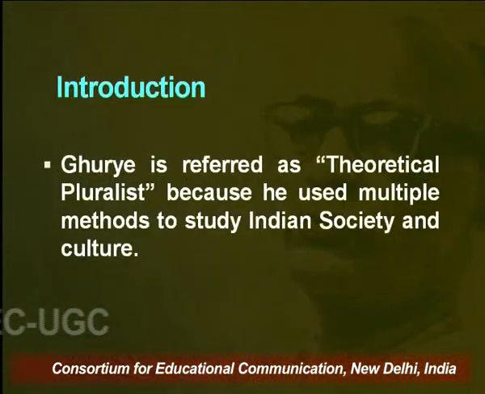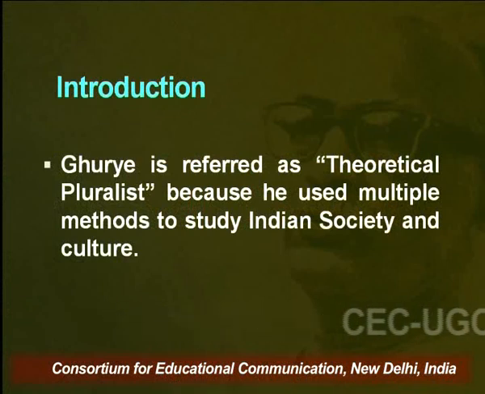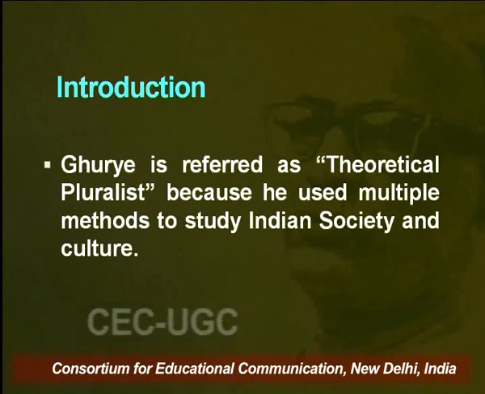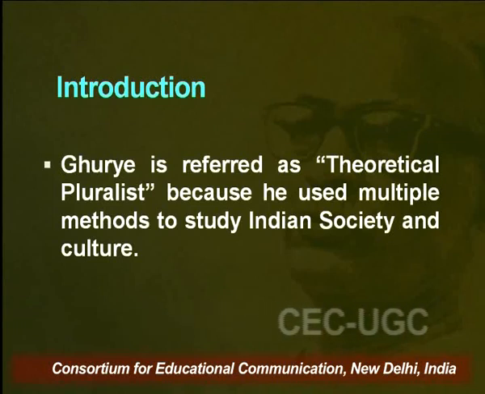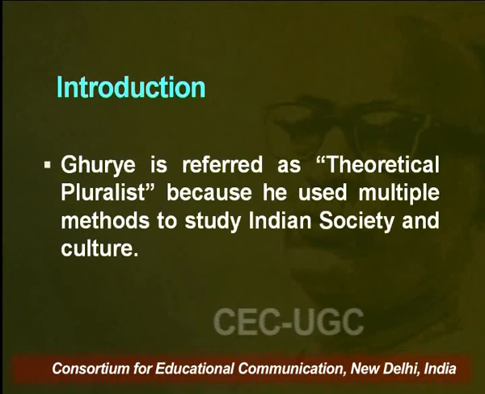It is understood that G.S. Ghurye is referred to as a theoretical pluralist, in the sense that he is not identified with any one single method or theory, because throughout his life and work, what is evident is that he used multiple methods to study Indian society. So he will use Indological methods and refer to texts, but at the same time he will do a lot of ethnographic study. He will use diffusion, evolutionary and also historical comparative methods to arrive at understanding, and that is the reason why he is referred to as a theoretical pluralist.